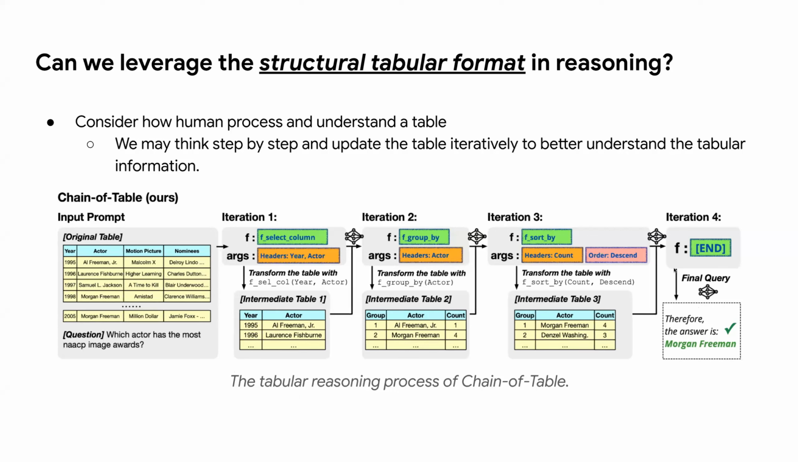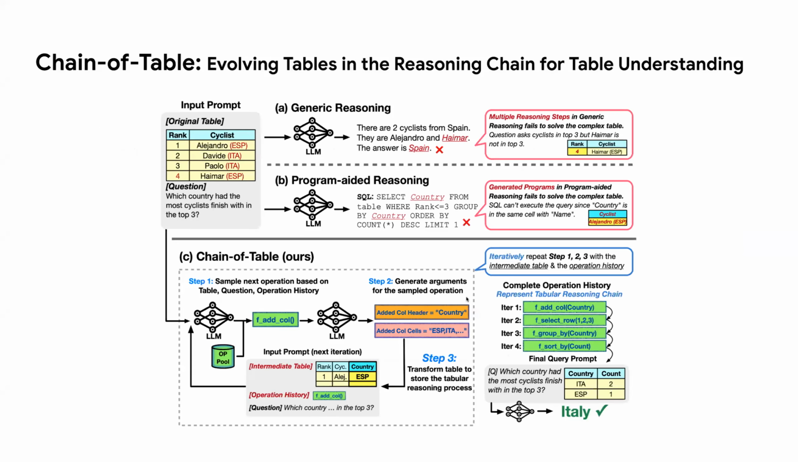From left to right, there are 4 iterations for this example. We use different operations on the table, like select column, group by column, group by rows, and sort by a certain header, something like that. Yeah, this is Figure 1 of our paper, which is the overview of our method.